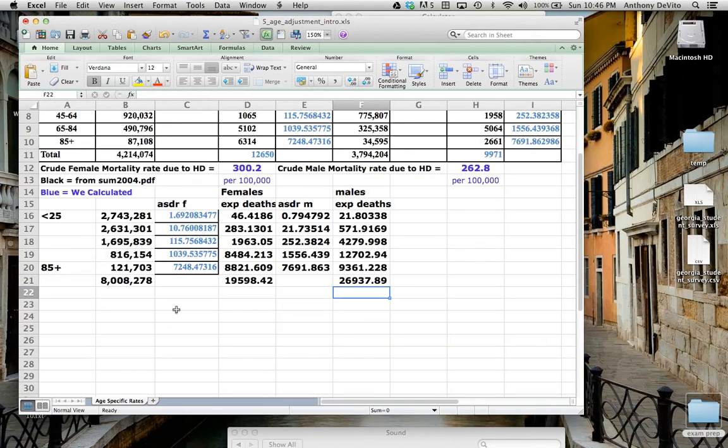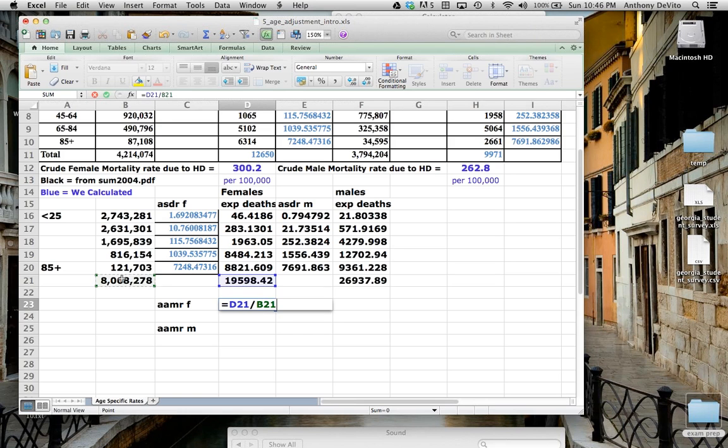So now let's see what happens when I find the age-adjusted mortality rate for females and the age-adjusted mortality rate for males. Let's see what it comes out to now. Equals the number of female deaths, divided by the total population. If I multiply it by 100,000, that's going to be equal to that times 100,000. Okay, 244 per 100,000.